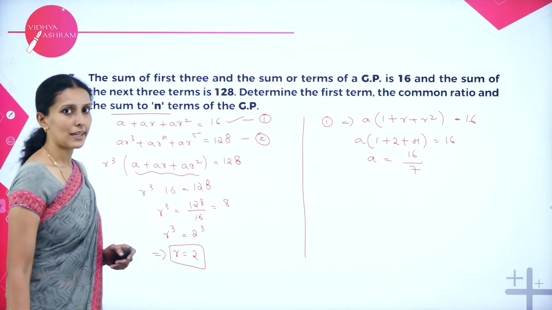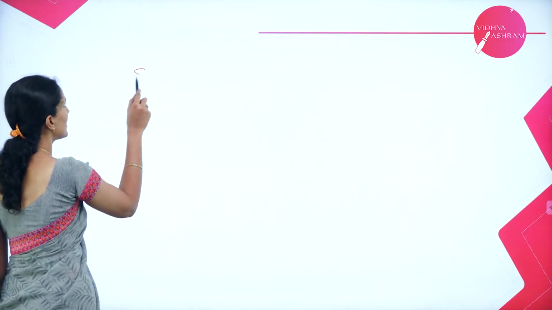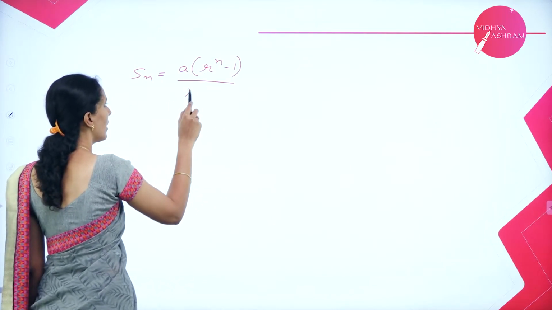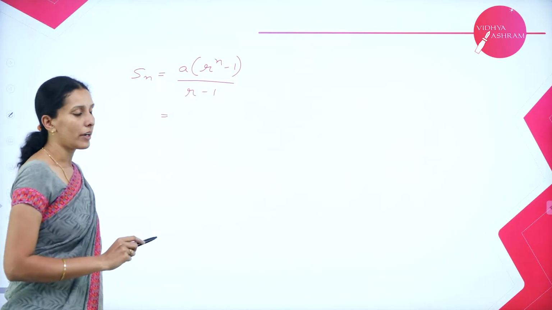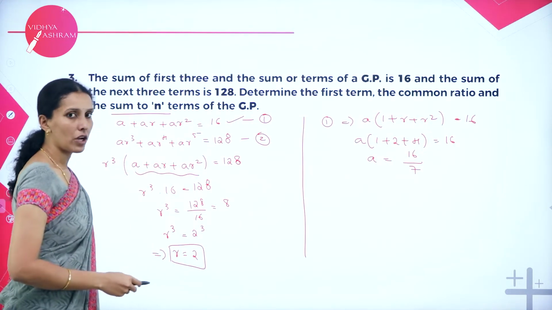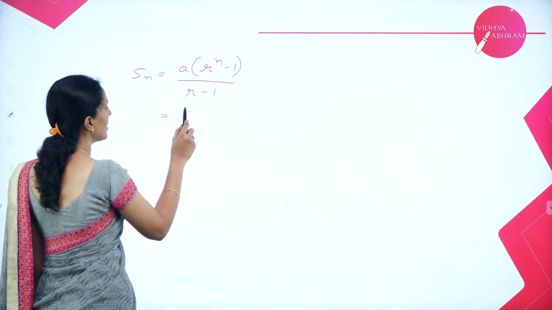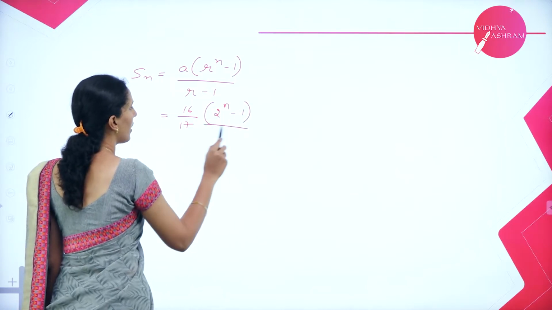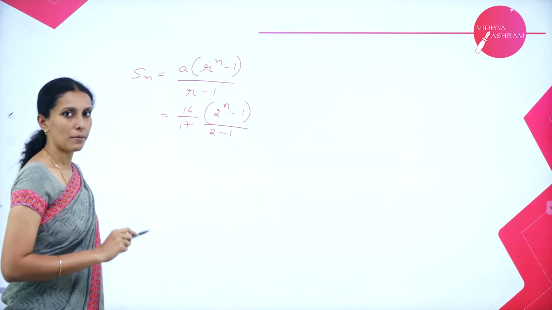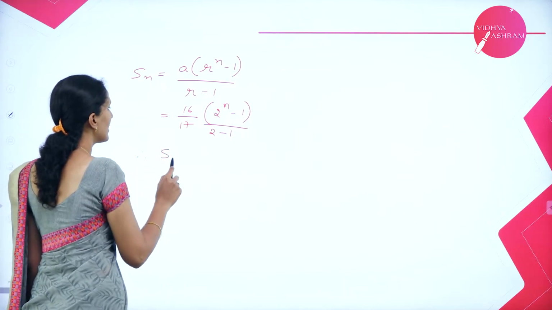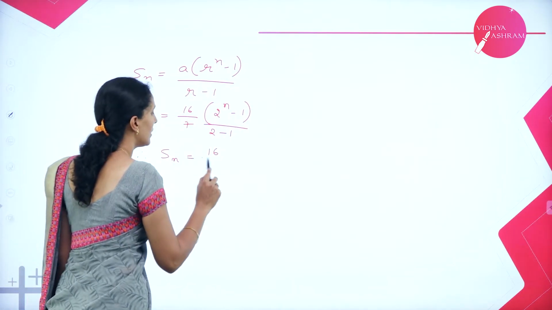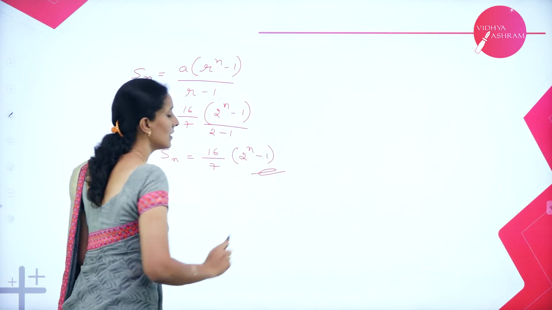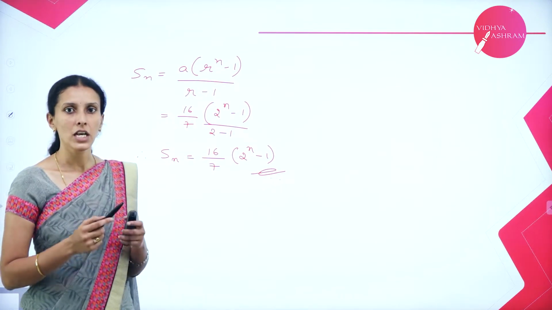Next I have to calculate the sum of n terms. So Sn is equal to A into R to the power n minus 1 divided by R minus 1. A we got as 16 by 7, R we got as 2. So therefore it is 16 by 7 into 2 to the power n minus 1 divided by 2 minus 1, which is nothing but 1 only. So therefore Sn can be written as 16 divided by 7 into 2 to the power n minus 1. So this is the sum of n terms of the given GP.